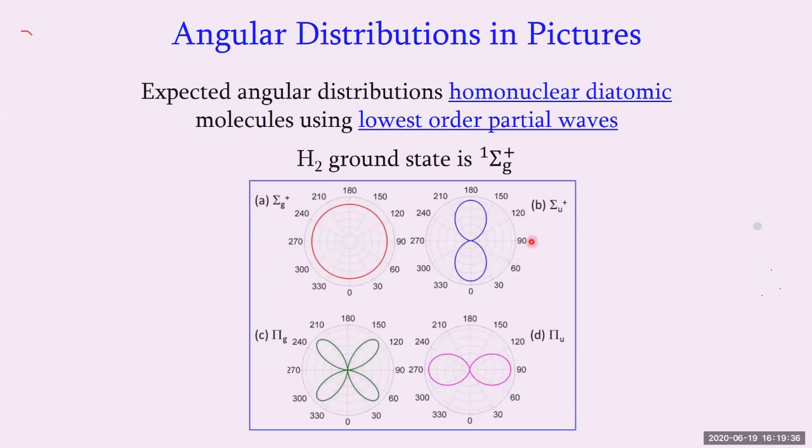Now if you go to the Σu+ state, what you are going to have is a P wave attachment, with signal in the 0 and 180 degree directions. Similarly for other states, like a Πg state you get 45 degrees, and for a Πu state you get a 90 degree angular distribution.